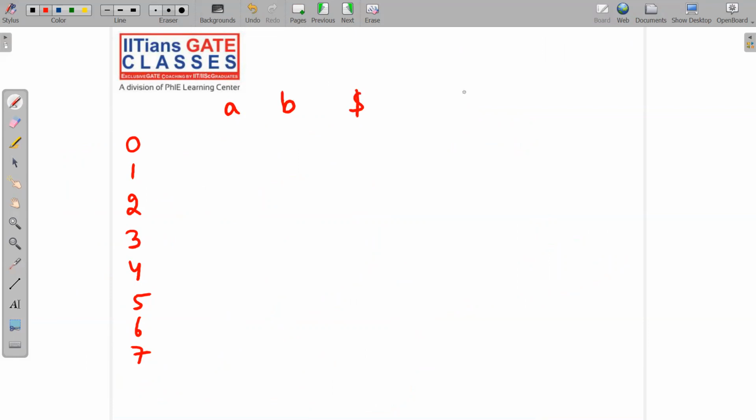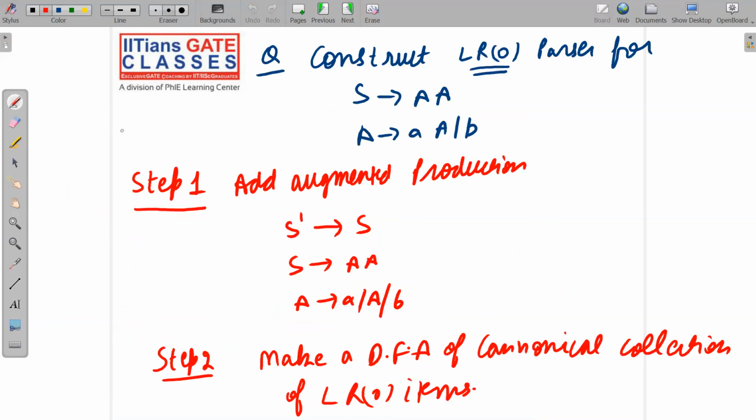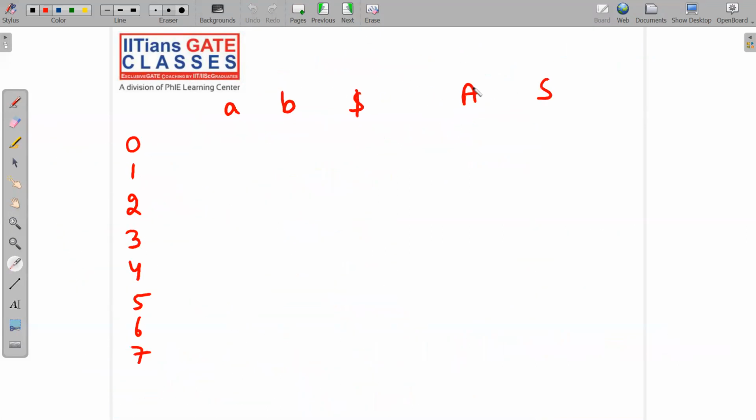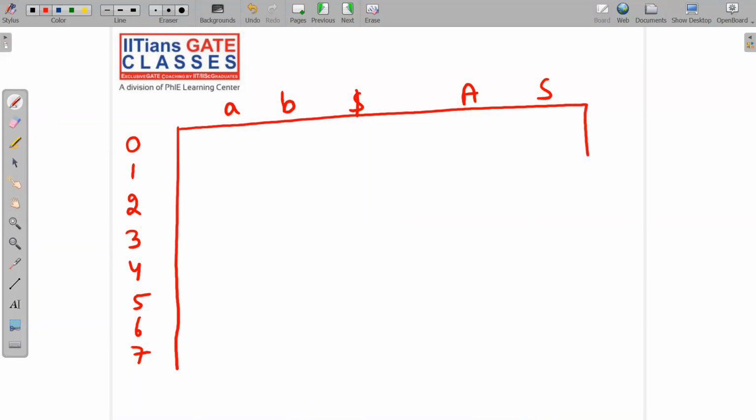Then we will write non-terminals here. Non-terminals are only 2, that is A and S. Don't consider S because it is an augmented production. So from the original grammar we have got capital A and capital S. Now see here carefully what we will do. Let me draw the table properly.